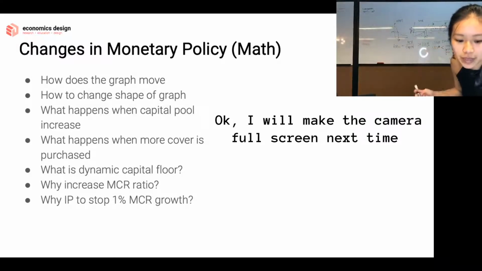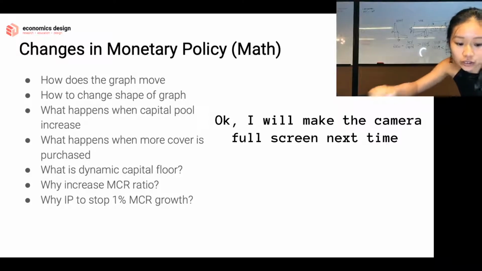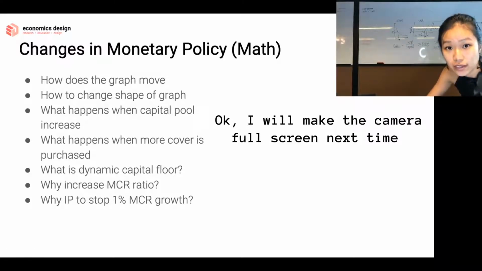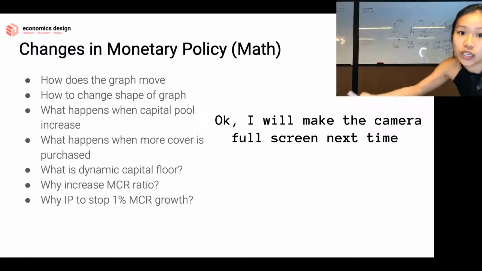So what does it mean? It means that as more people purchase insurance, the price of NXM increases. And also, going back to the previous one, what happens when the capital pool increases? As more people add money into the capital pool of Nexus Mutual, the price of the NXM token increases.